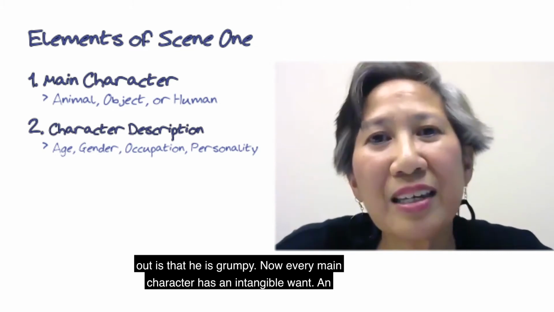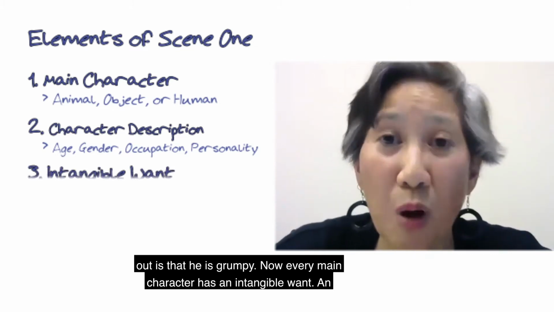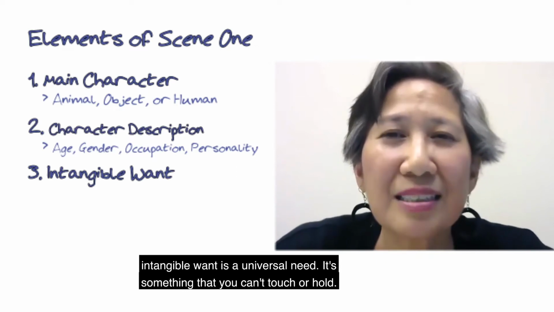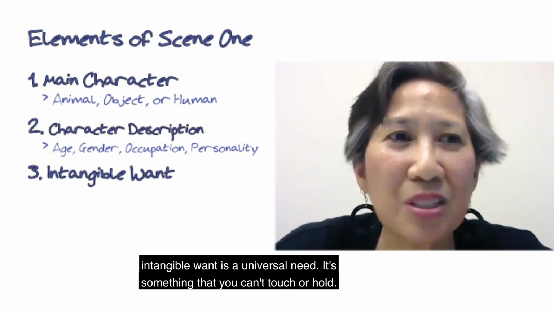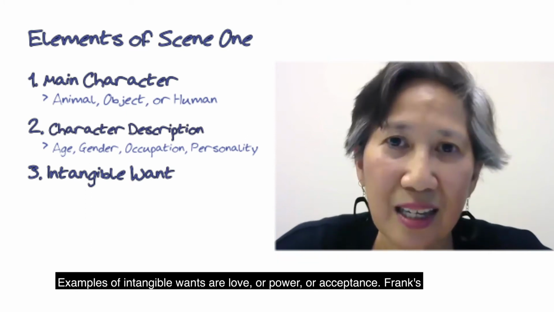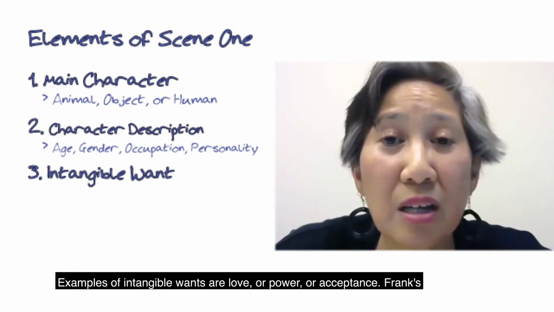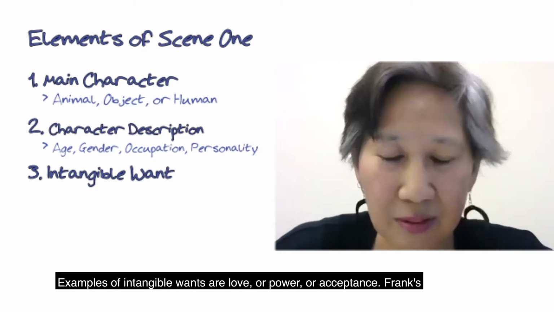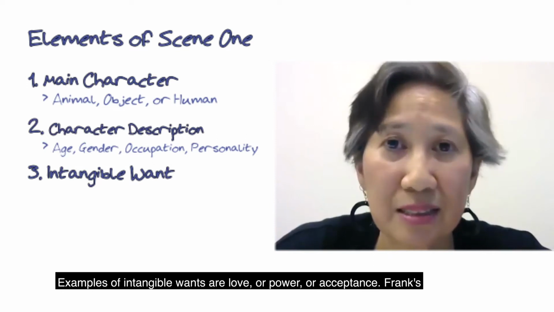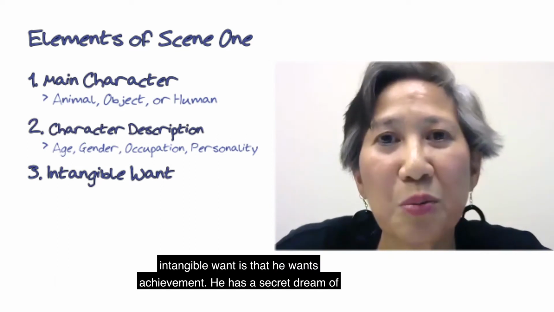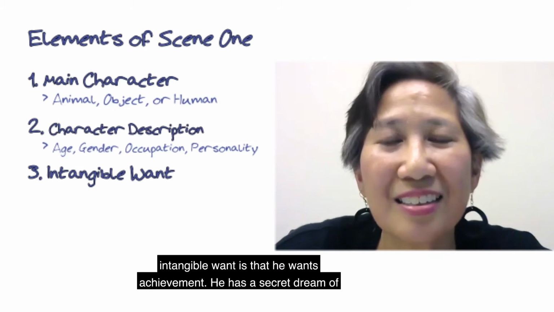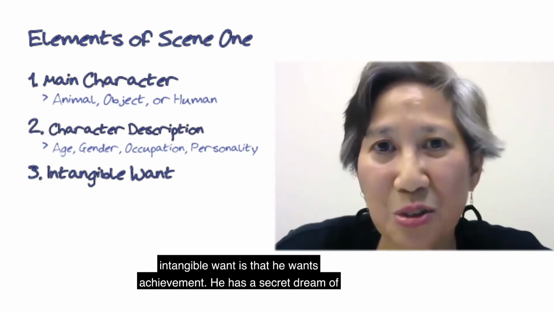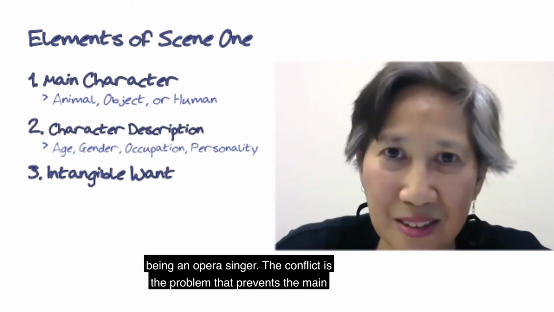Now, every main character has an intangible want. An intangible want is a universal need. It's something that you can't touch or hold. Examples of intangible wants are love, or power, or acceptance. Frank's intangible want is that he wants achievement. He has a secret dream of being an opera singer.